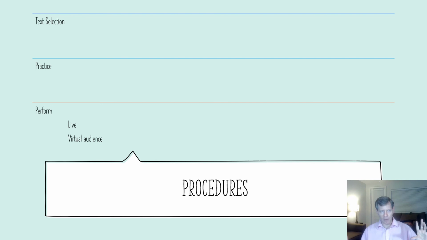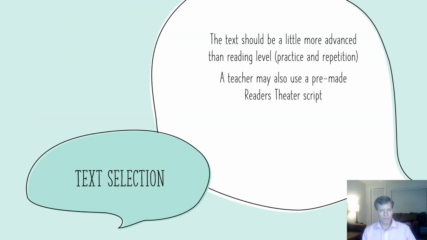So procedures: you want to help the students in text selection, or you might have a pre-selected Reader's Theater script. You want to guide students through the practice, and you want to guide students through performance. The text should be a little bit more advanced than the reading level at which the students are normally reading for pleasure, so that there's enough of a challenge as they engage in practice and repetition. And again, you might help them select a text, make sure that it's genuinely interesting to the students, or you might have a pre-made Reader's Theater script.